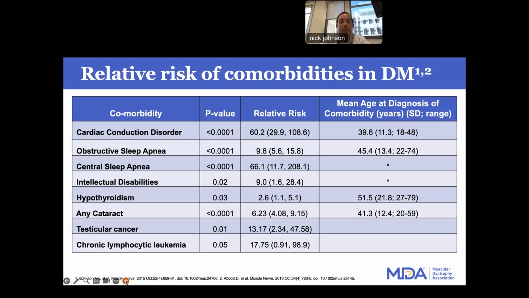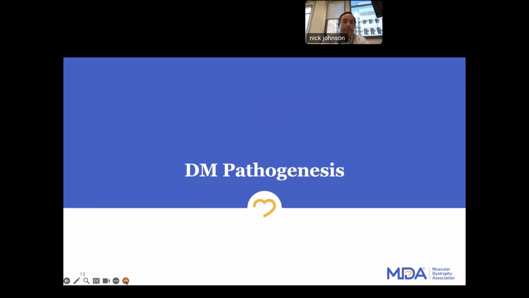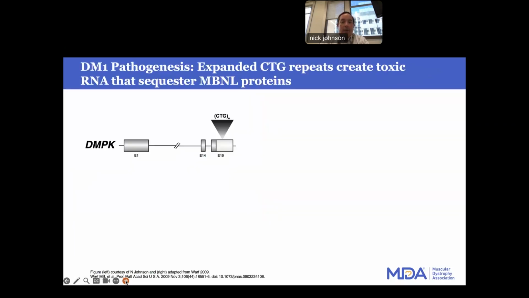And so, consistent with what I've said already, cardiac conduction disorders, well over 60 times the relative risk compared to the general population, a higher increased risk of obstructive and central sleep apnea, about 6 times risk of any cataract. And in this particular study, the cancers that were identified as an increased risk included testicular and chronic lymphocytic leukemia. So it's another way of commenting on the overall multisystemic and multiple comorbidities that patients can have. So, how does DM1 occur?